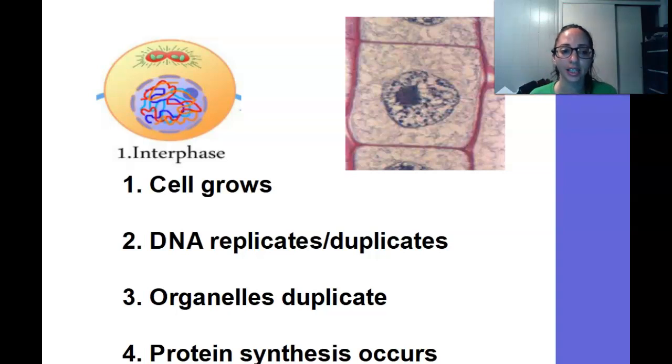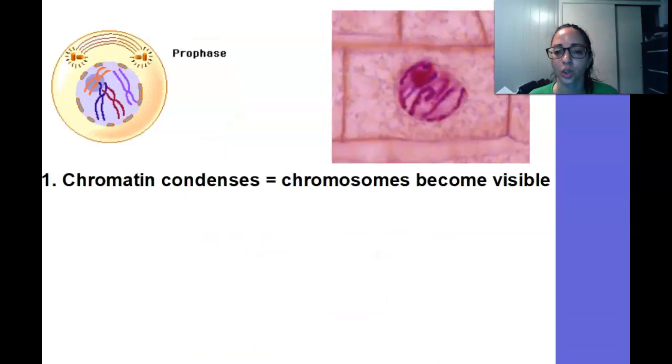Then our next step, we're going to start with mitosis. In mitosis, you can use the acronym PMAT to make it easy to remember the order. So we're going to start with prophase. In prophase, if you see over here, the chromatin condenses. So we have proteins that coil that DNA very tightly, and then the DNA becomes visible. These chromosomes become visible. So when chromatin condenses, chromosomes become visible.